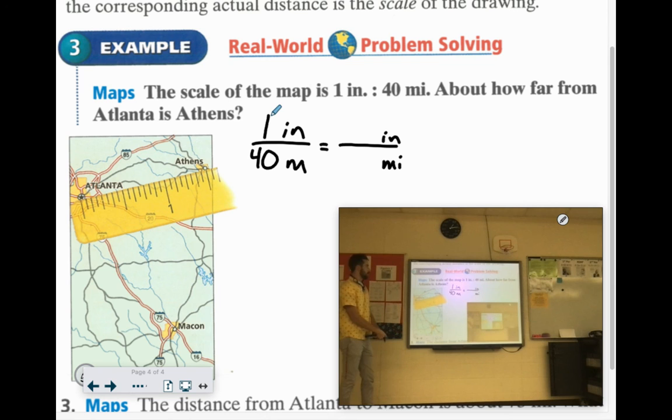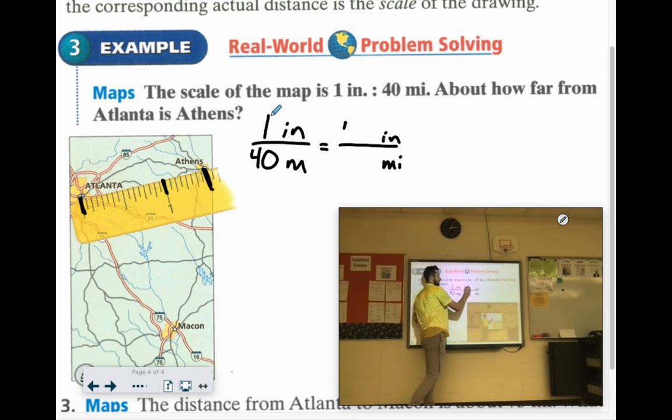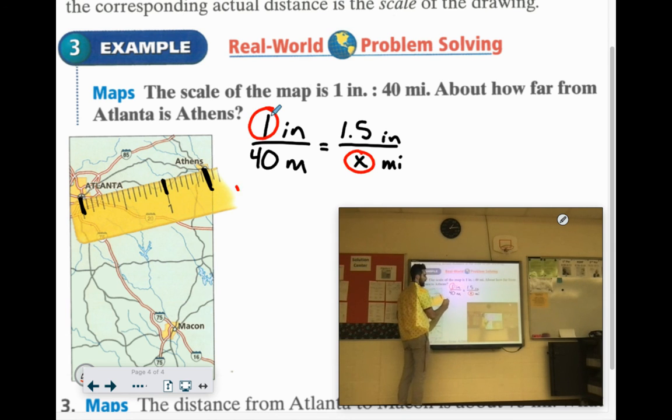About how far from Atlanta is Athens? So if you look at the ruler here, here's 1 inch, and this is 1.5 inches. It's inches, so we're going to put it up with inches. We're looking for how many miles this is. So then if we cross multiply, 1 times x is 1x equals 40 times 1.5, which is 60. We don't even need to divide by 1 because it's already 1x. So this is just 60 miles.